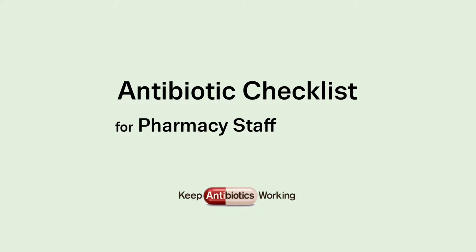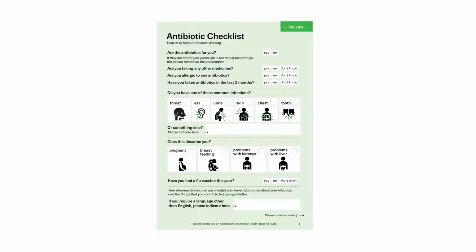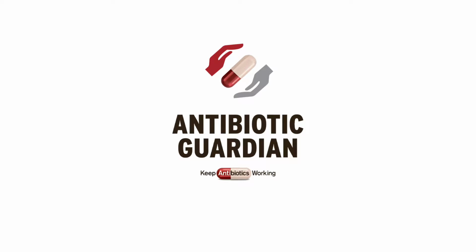To help keep antibiotics working, we have developed an antibiotic checklist for pharmacy staff. This checklist aims to help you optimise and audit your compliance and self-care advice when dispensing antibiotics. It contributes to the national Keep Antibiotics Working and Antibiotic Guardian campaigns. This video will describe how to use the antibiotic checklist. It'll last about 8 minutes.